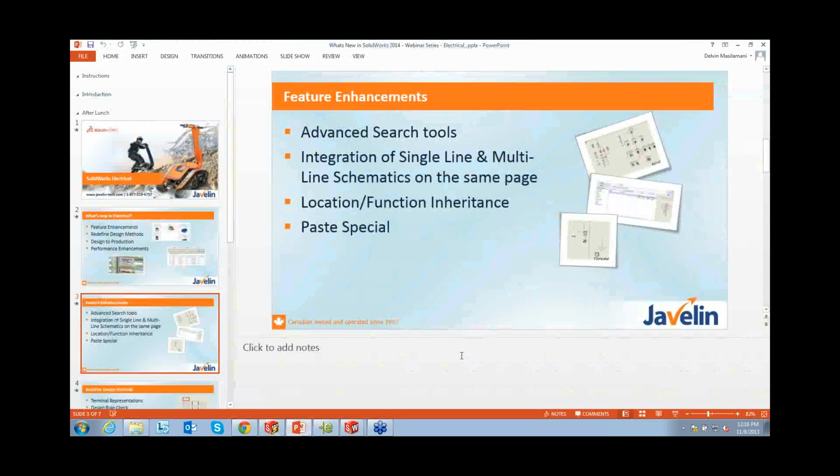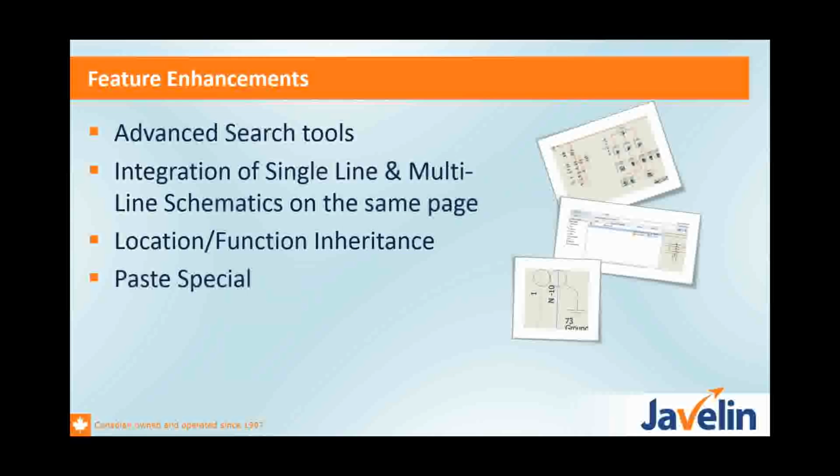Well, I think it's a really neat feature. I know, and at the end of it, I showed you how search tools are available. Now you can search for projects, you can search for your components, you can have your single line and multi-line on the same page, you can have your locations, functions, and your devices and components can actually inherit this, and the page special. I think these are some really good features, especially when you're using this in a bulk environment.